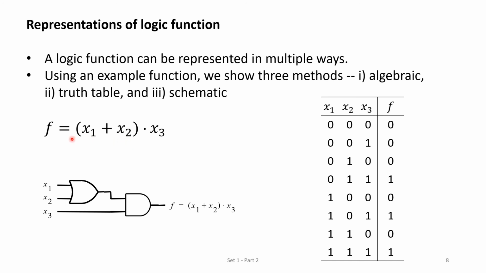Going back to this algebraic expression and comparing this with other representations of the function, we see that algebraic form is quite compact. The truth table explicitly shows all input-output combinations. The schematic form is used in lab 1 of this course. And schematic form is also very close to the physical implementation of circuits.